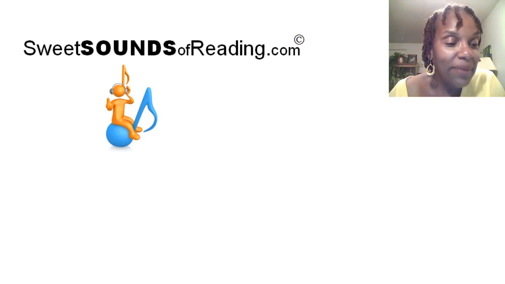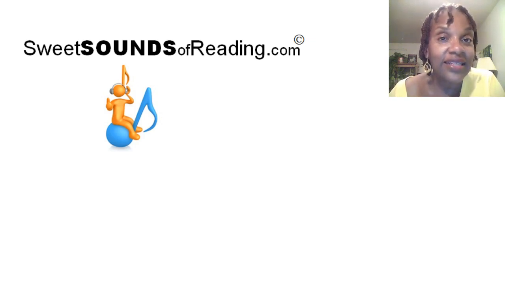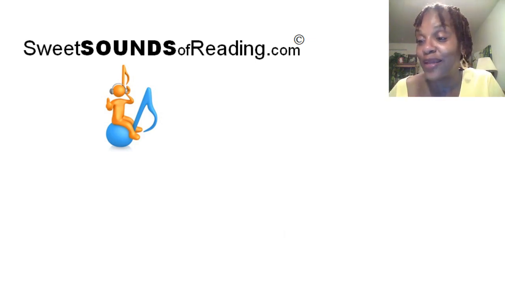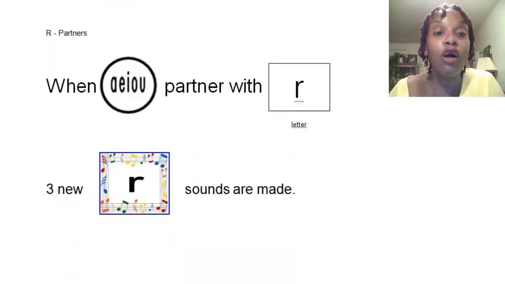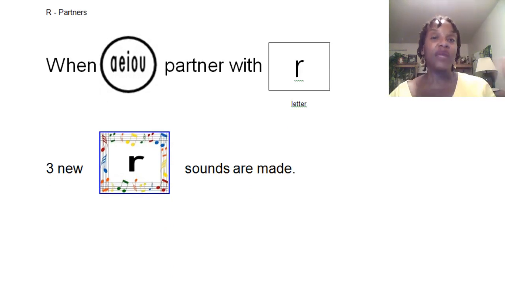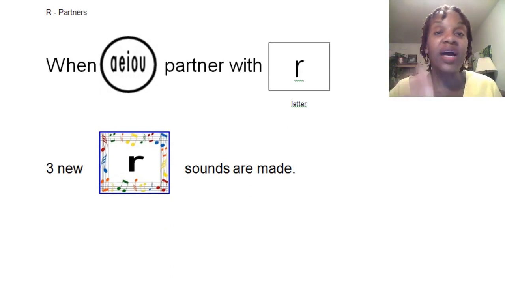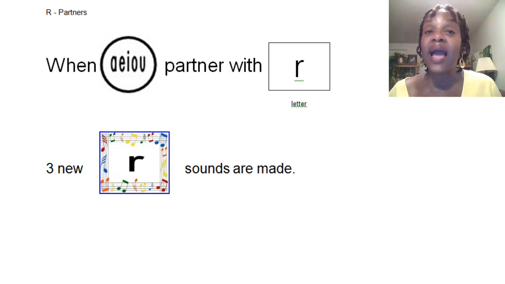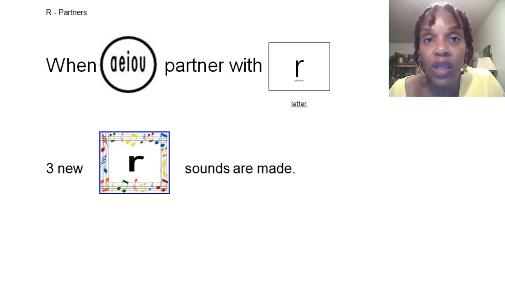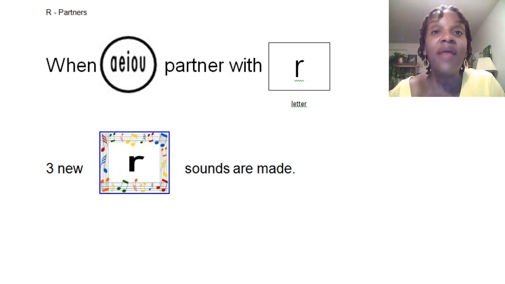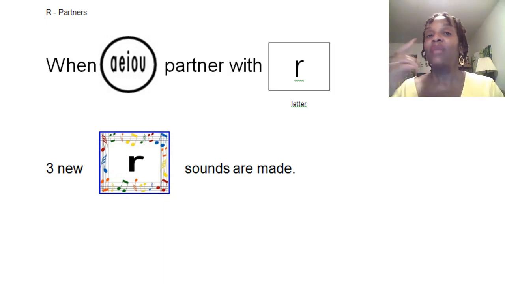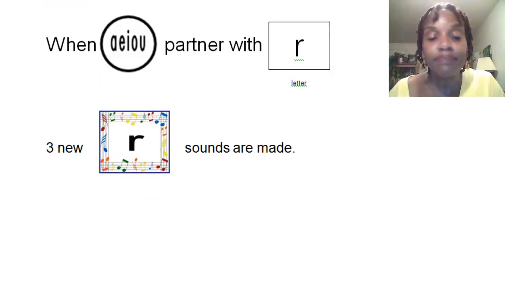So, now with that being said, in today's class, we're going to learn about a brand new group or type of partner sounds, okay? And these partner sounds are called R partners. And here's the breakdown. Whenever one of the 5 vowels, A, E, I, O, or U, partners with the letter R, 3 possible brand new R sounds are made. So we're going to quickly go through the 3 possible sounds, and then we're going to dial it back and feature one sound at a time, okay?